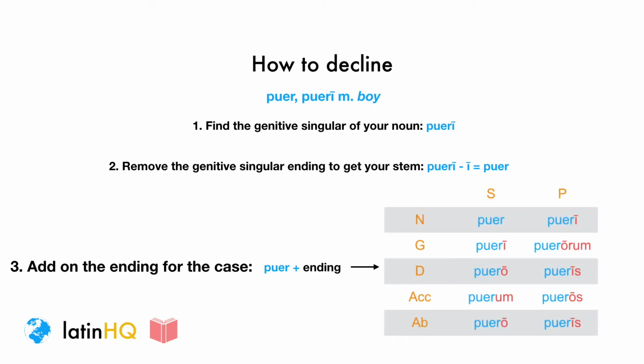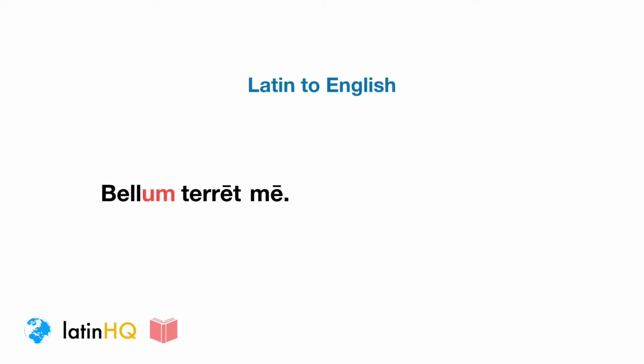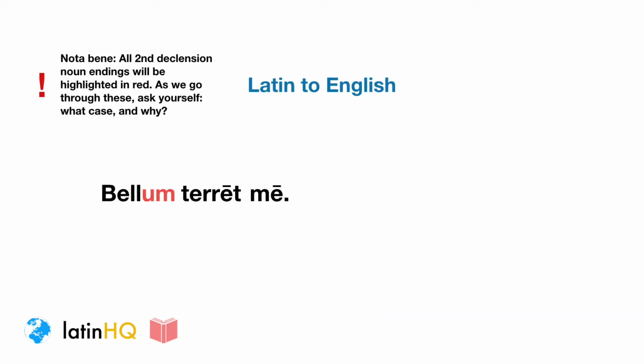Let's look at a couple sentences. Take note that all second declension nouns will be highlighted in red. Here is our first second declension neuter noun. Because me is accusative, it must be our object. This makes it easy to determine that bellum must be our subject, and a translation would be: war frightens me.